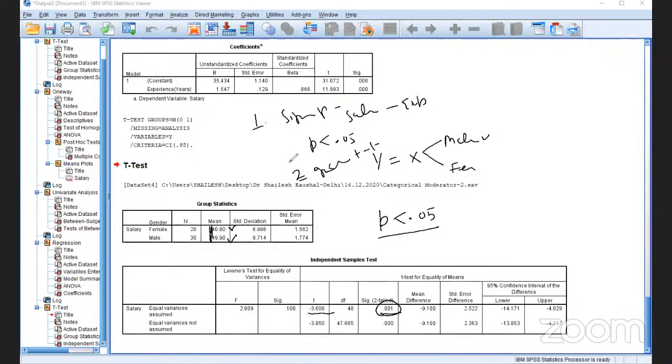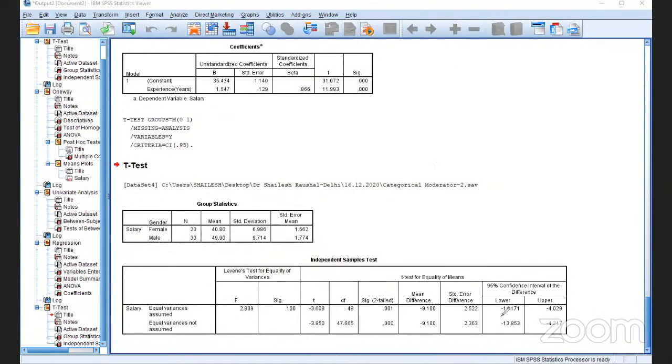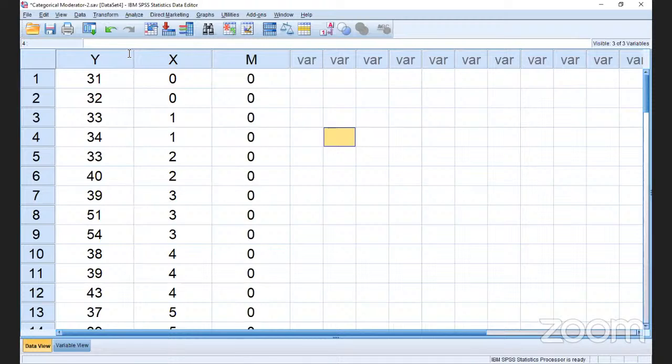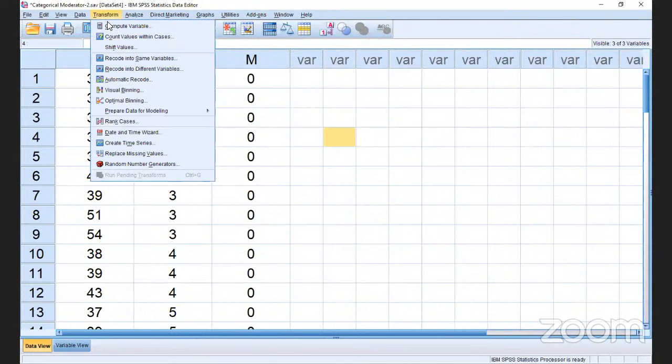Now we use multiple regression analysis. We want to check the interaction effect. Now we will convert our data. So in the third stage, I am stopping sharing this and opening my file. So this is my file. Now, interaction effect. We will create a new variable. How to create a new variable? We go to Transform, Compute Variables.